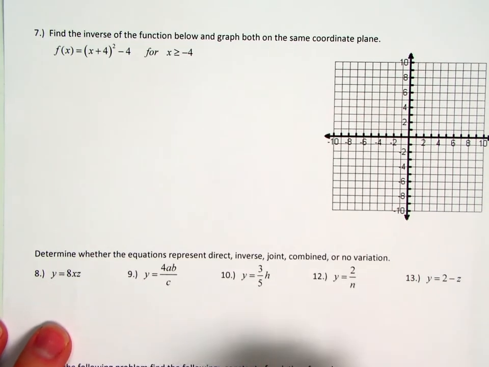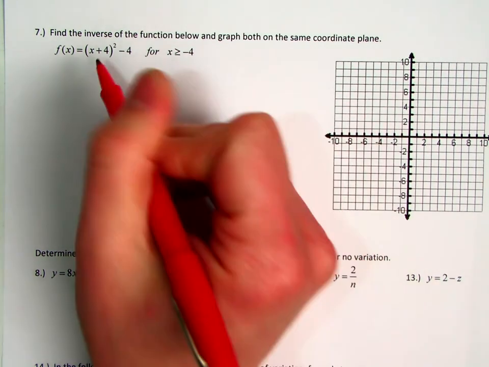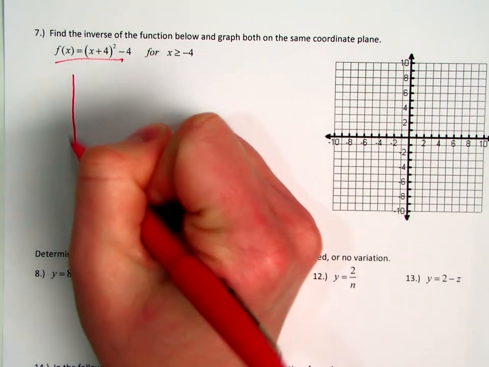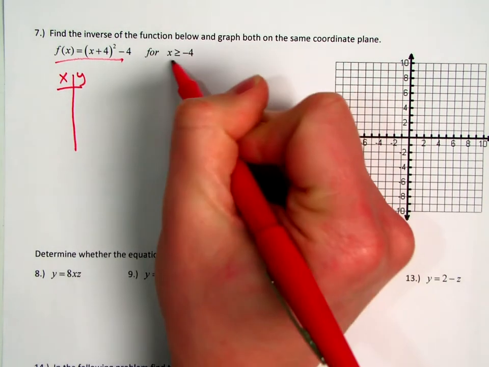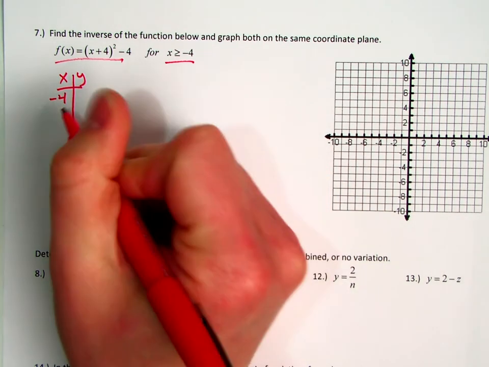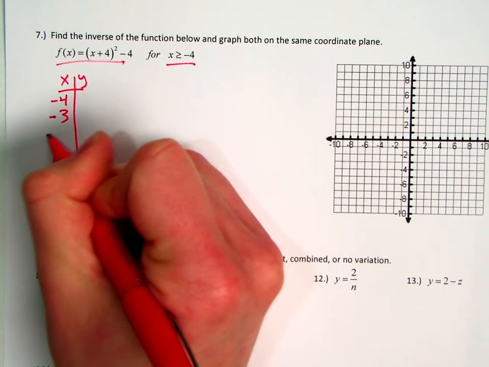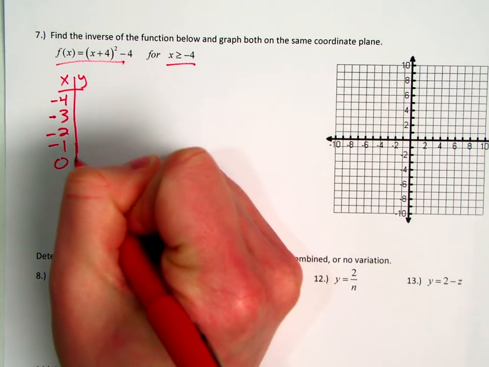All right, so now let's look at the next page where we're going to have to find the inverse function and graph it on the same coordinate plane. So we're going to need to get out our graphing calculator so that we can find points, right? I would start out by taking this original one, creating my XY chart. It says x has to be greater than or equal to negative 4. So I'll start out at negative 4 and go bigger, like negative 3, negative 2, negative 1, 0, because I like to have at least 5 points.